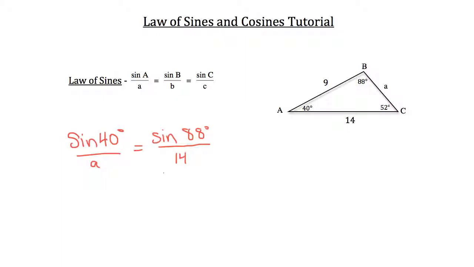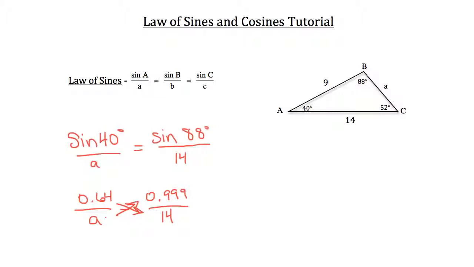Now I'll rewrite this proportion, and I'll plug in the actual values of the sine of 40 and the sine of 88. The sine of 40 has a value of 0.64, and we'll write that over side length A. That's equal to the sine of 88 degrees, which has a value of 0.999, over the side length of B, which is 14. Now, we're going to cross multiply these two proportions.